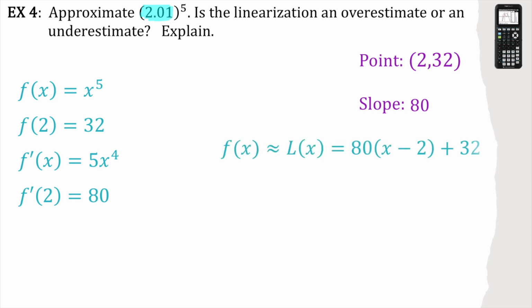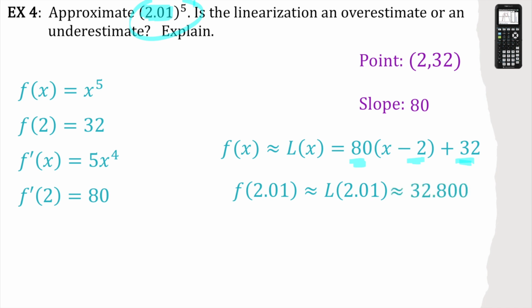Now guess what we have? We have an equation of a tangent line at (2, 32) with a slope of 80, and now this 2.01 comes in because we can estimate it by just plugging it into our L of x function. 32.8. That makes sense. That's pretty close to 32.